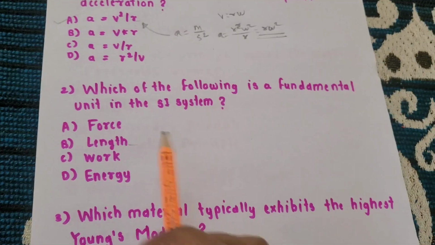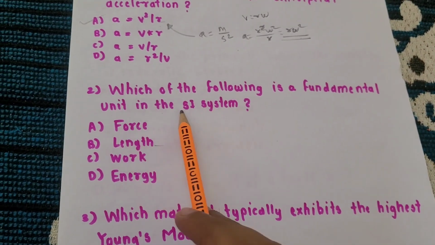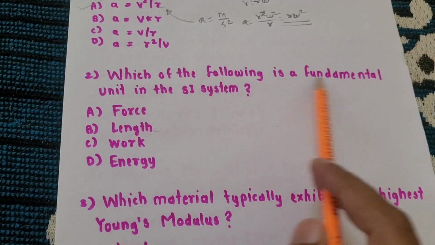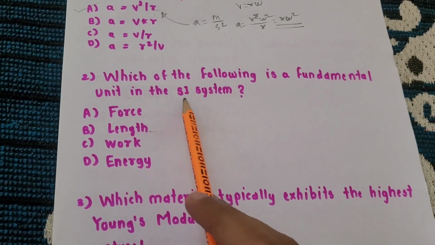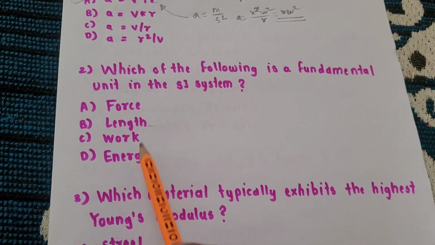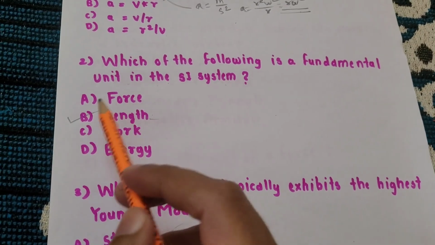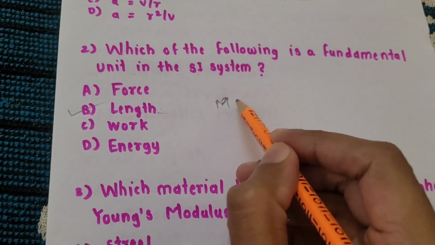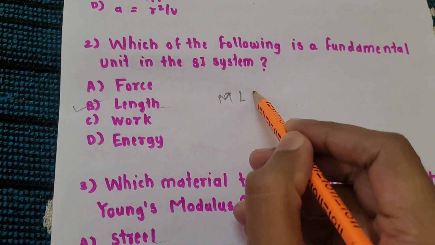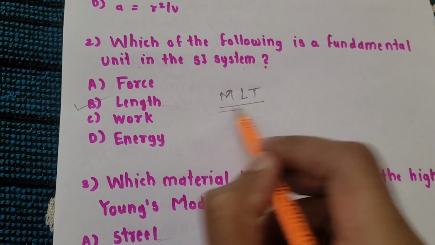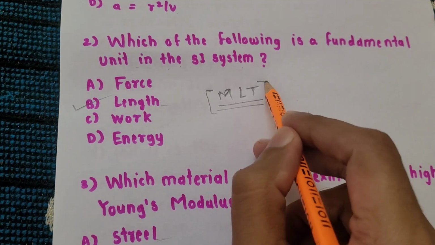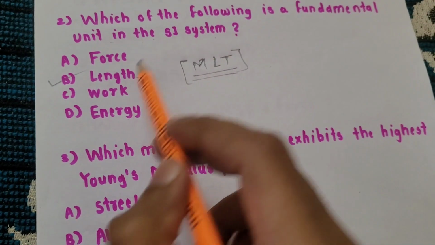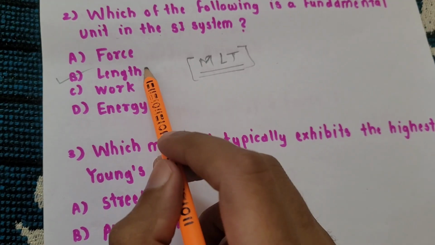The next question is, which of the following is the fundamental unit in the SI system? It's a very basic question. The options are force, length, work, energy. So length is the answer. Mass is the first fundamental unit, then length, and the third is time. The unit system is based on this, so MLT. Force is not the answer, nor work or energy, only length.